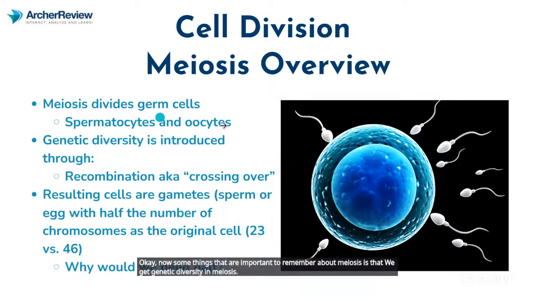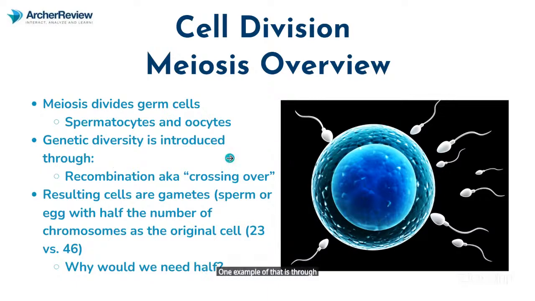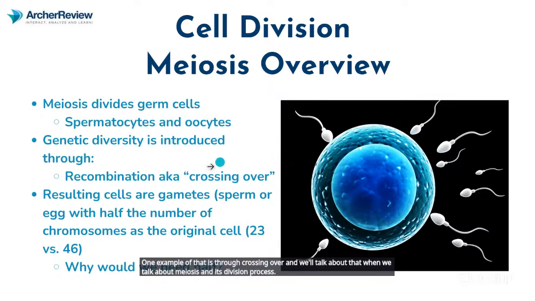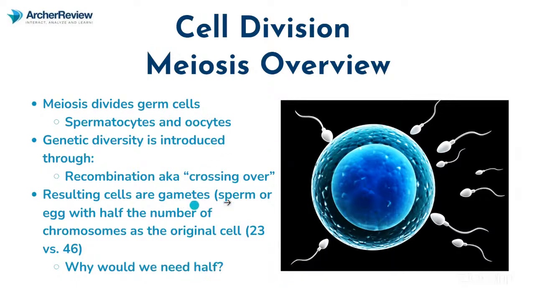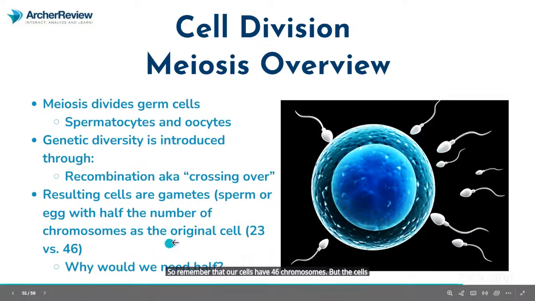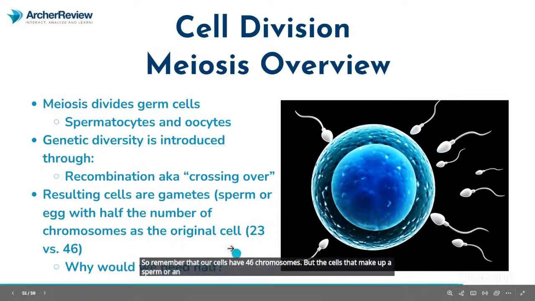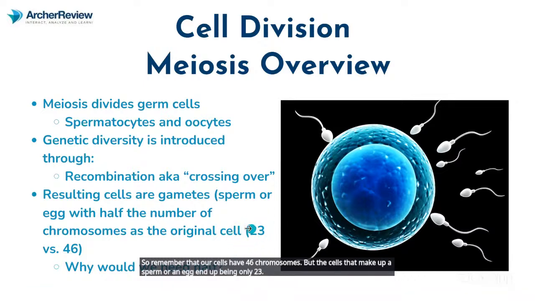One example of that is through crossing over, and we'll talk about that when we talk about meiosis and its division process. We also get cells, gametes, the broad name for sperm and egg, that have half the number of chromosomes as the original cell. So remember that our cells have 46 chromosomes. But the cells that make up a sperm or an egg end up being only 23 chromosomes.